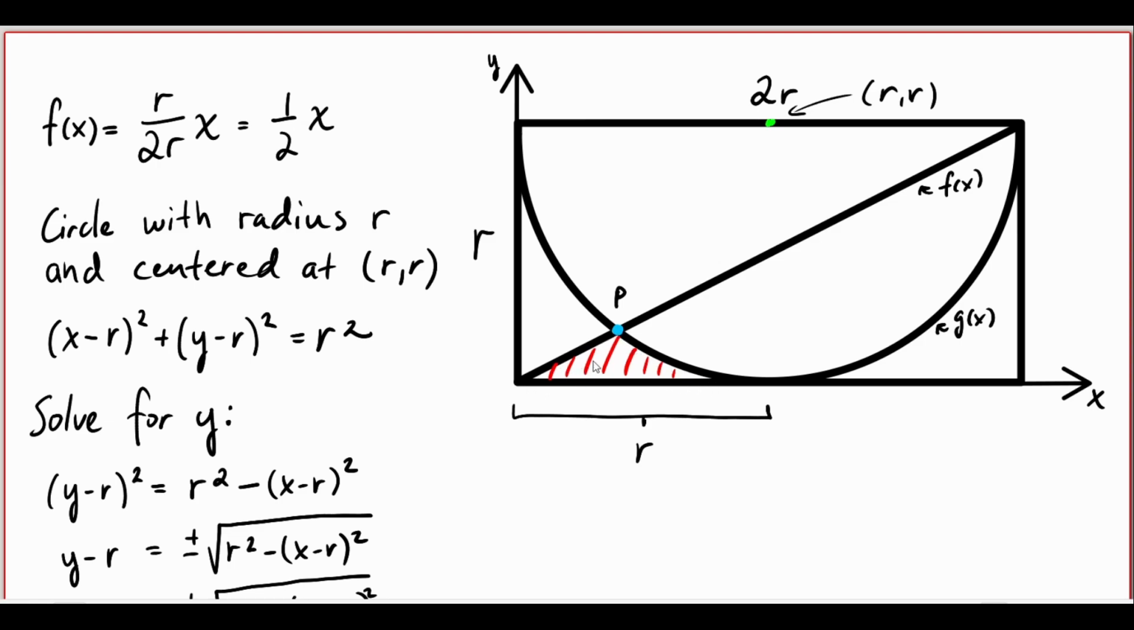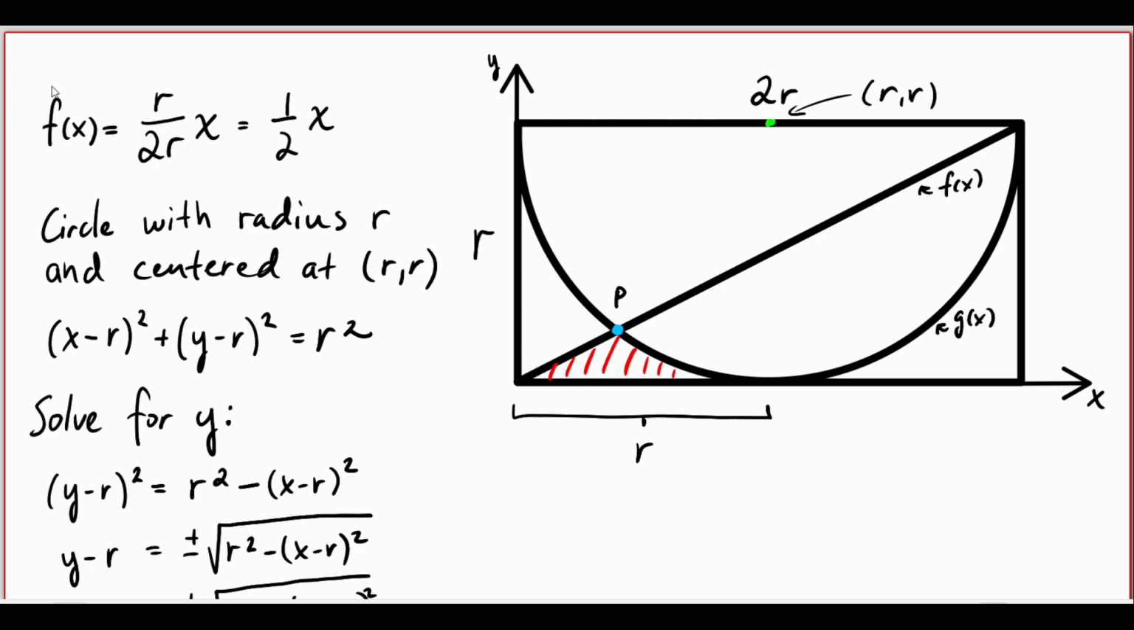So the red area here, and this line here, which I call f of x, the function f of x. And then we have this half circle, which I call the function g. And these two functions intersect each other at point P. So I start by expressing the straight line.